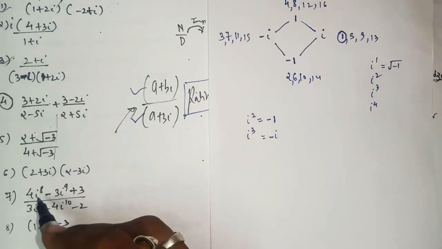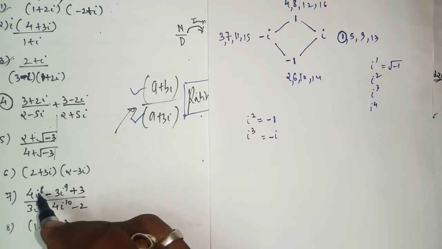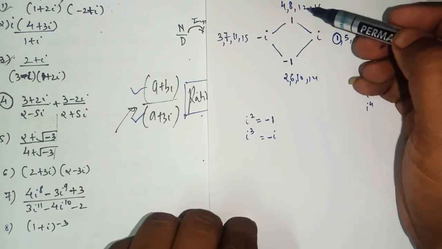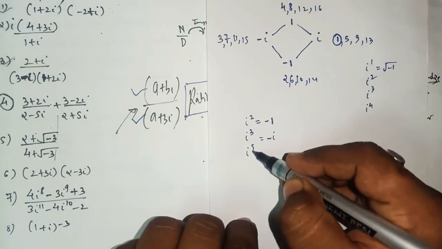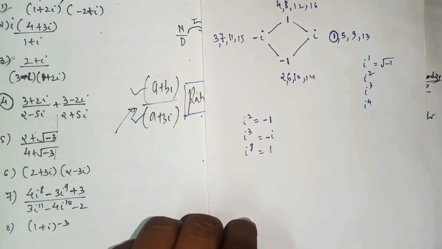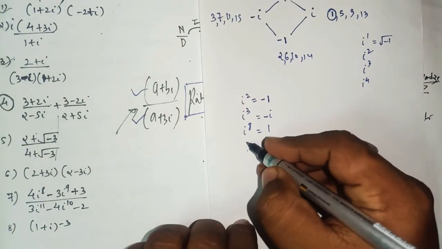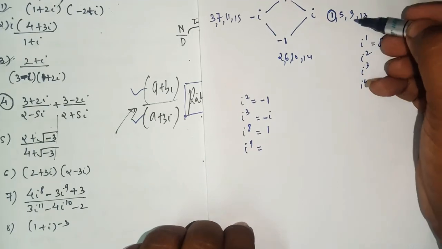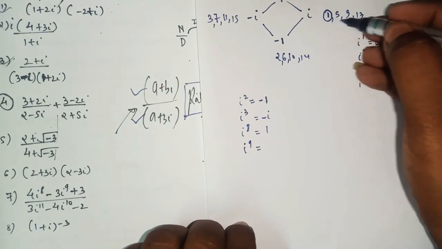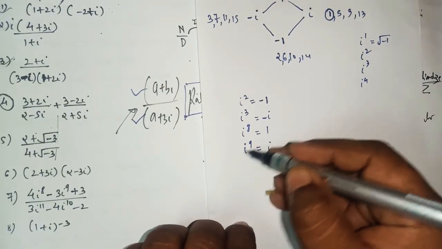Like suppose here we have to find i raised to 8. Check where 8 will come. 8 is coming this side, so i raised to 8 will be what? 1. That's it, we got the answer. What is i raised to 9? 9 is coming this side. For all these values, the value will be what? i. So i raised to 9 will be i.